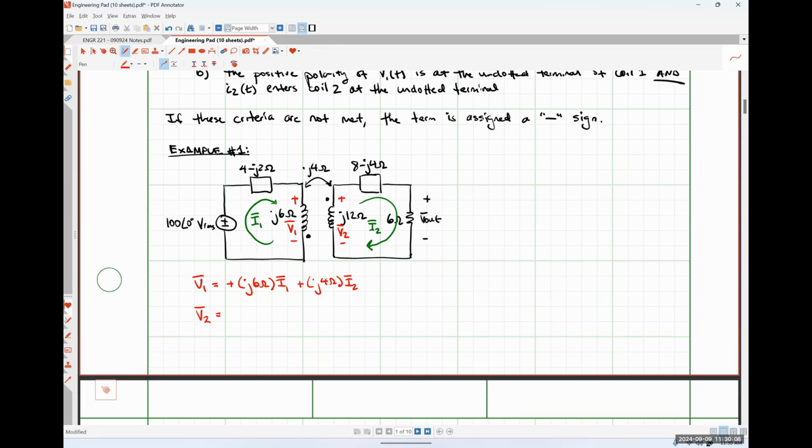All right, so now we're looking at induced voltage V2. Let's deal with the self-induced portion first. The positive polarity terminal of the voltage V2 is at the dotted terminal, and our current I2 is flowing into the undotted terminal. So our self-induced portion should have which sign? Negative. Okay, so we're going to have minus j12 ohms times I2.